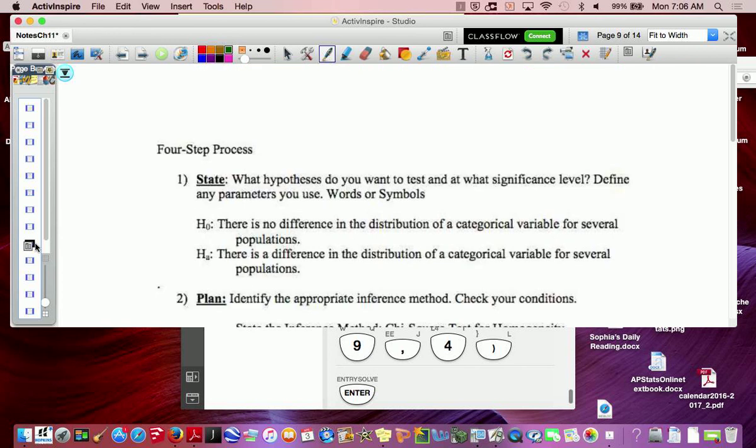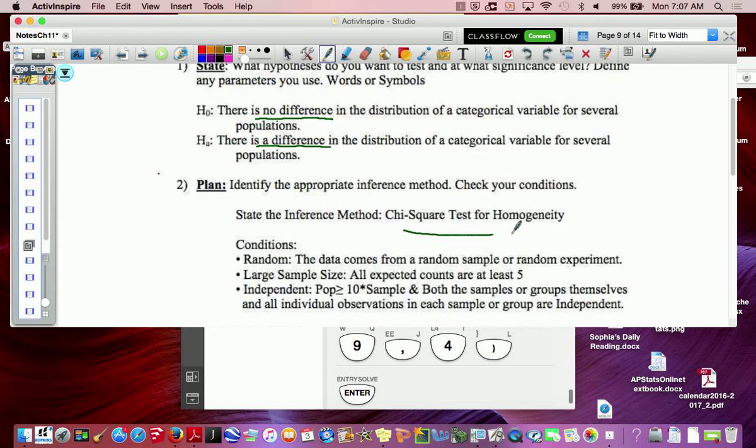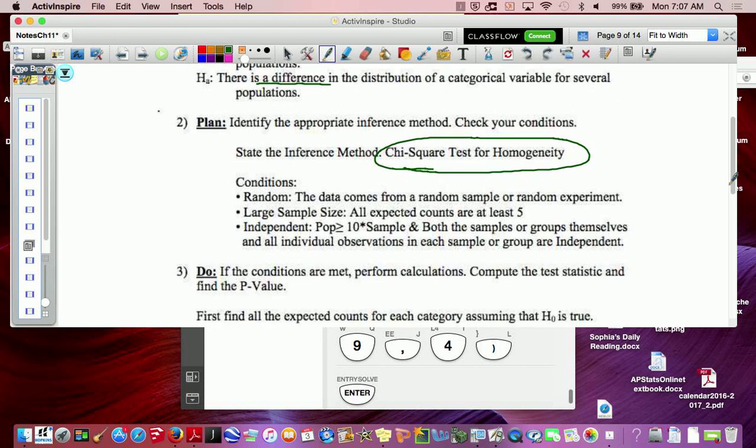What we actually call this, I apologize, is a chi-squared test for homogeneity, meaning there is no differences within the populations. So in the 4-step process, you'll state there is no difference versus there is a difference. The chi-squared test is called a chi-squared test for homogeneity.